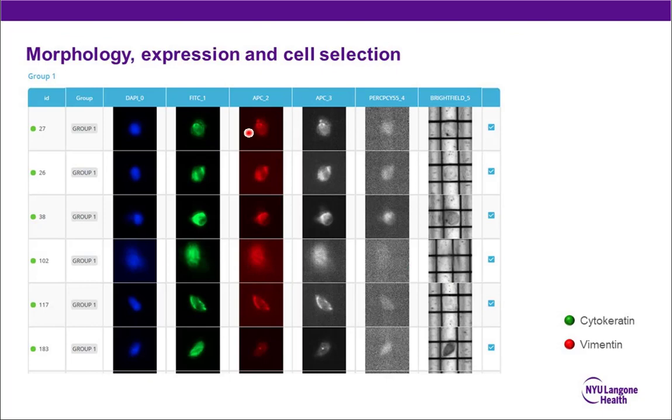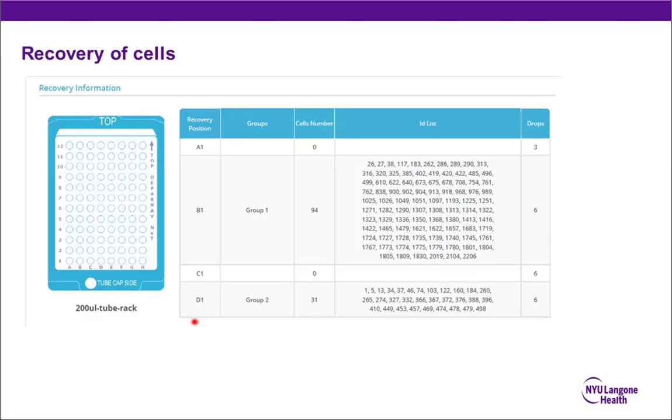This is your cell browser. You can see the tumor cells here that are highlighted and selected have a very strong expression of FITC. And then when you do your recovery of cells, you can see it basically gives you this 96-well plate, and it tells you, and this is just dropping before you recover the cells, this is group 1 of tumor cells.